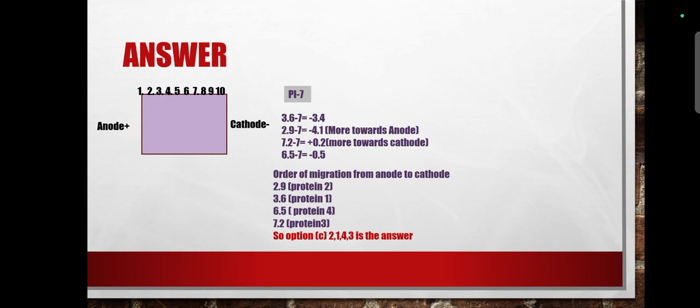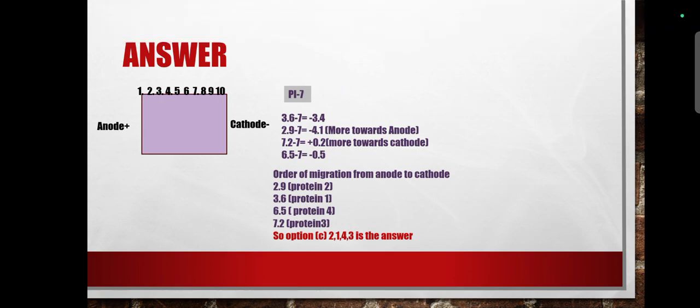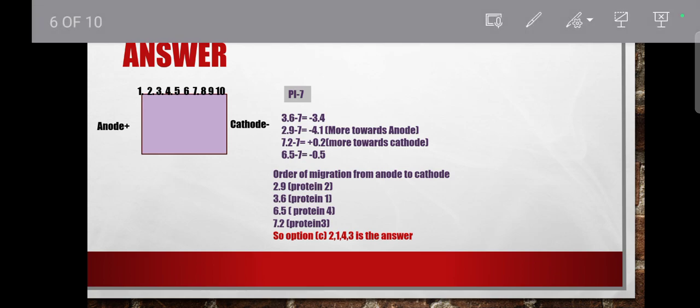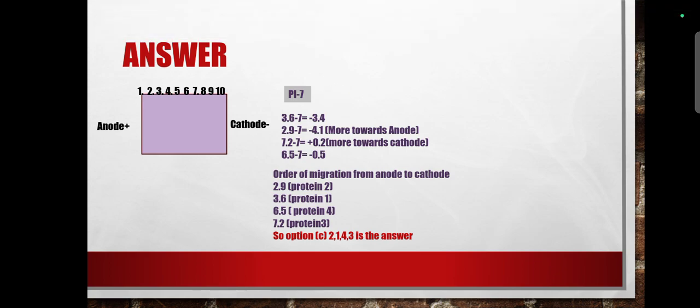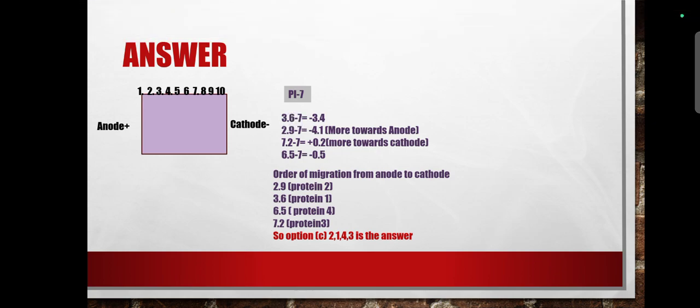And here they have not specified a particular pH, so we will take pH 7 only. We have to apply this formula: isoelectric point of the protein minus 7. So for each protein we will subtract 7 from its isoelectric point. Protein 1 has an isoelectric point of 3.6, so 3.6 minus 7 will come to minus 3.4.